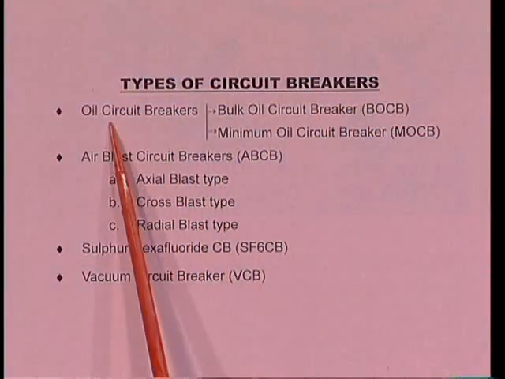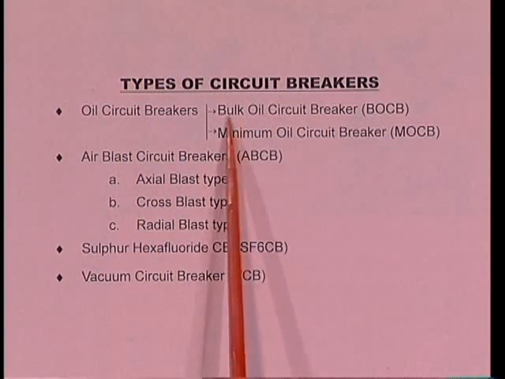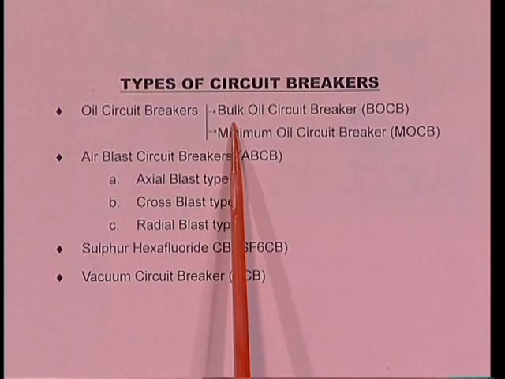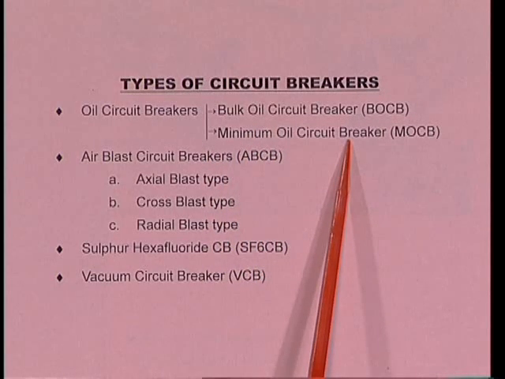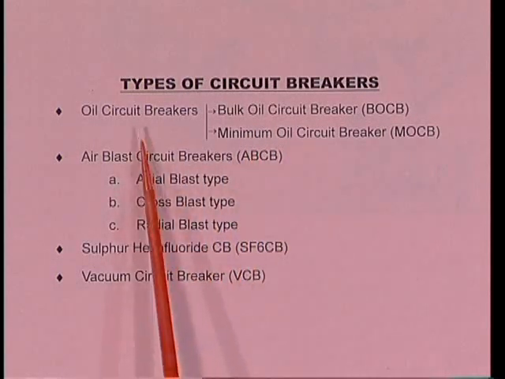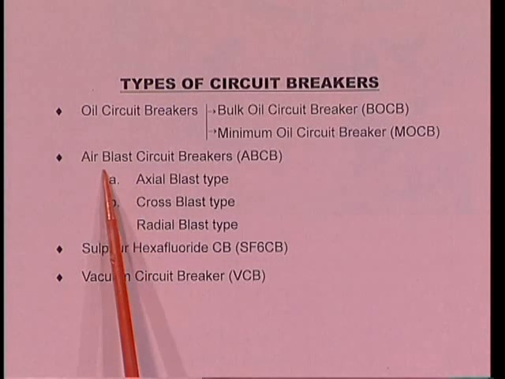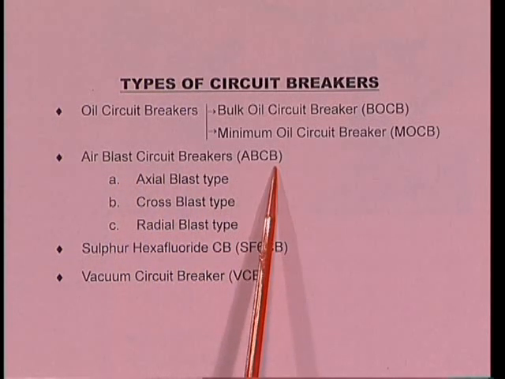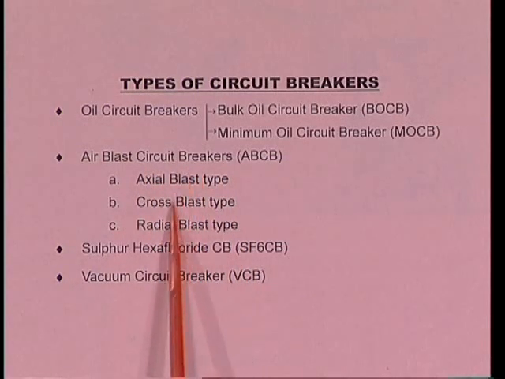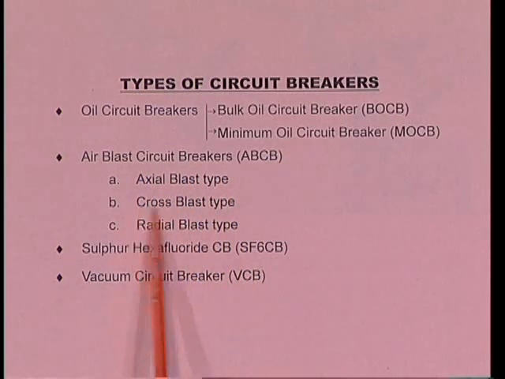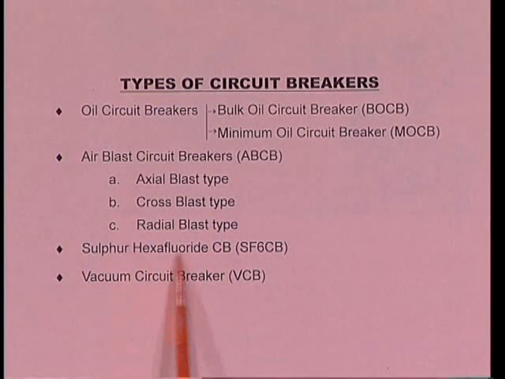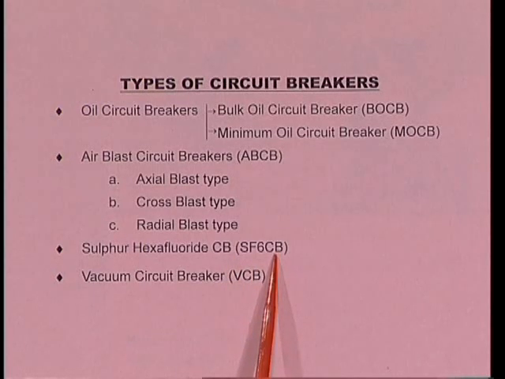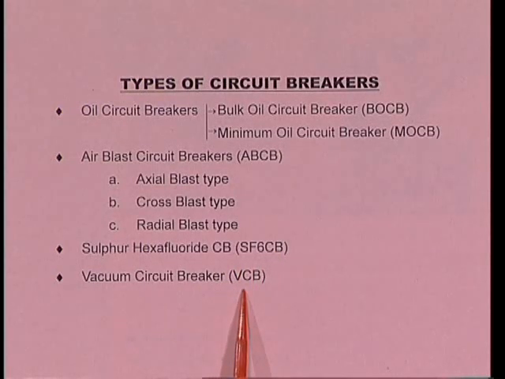What are the types of circuit breakers? The types of circuit breakers are oil circuit breakers, which are further classified into bulk oil circuit breakers called BOCB and minimum oil circuit breakers called MOCB. Then there are air blast circuit breakers, that is ABCB, and air blast circuit breakers are classified into axial blast type, cross blast type, and radial blast type. The third one is sulfur hexafluoride circuit breakers, SF6 circuit breakers, and the last one is vacuum circuit breakers, VCB.